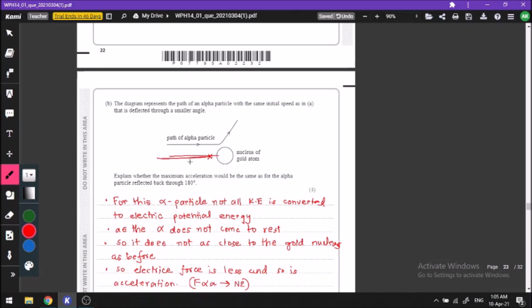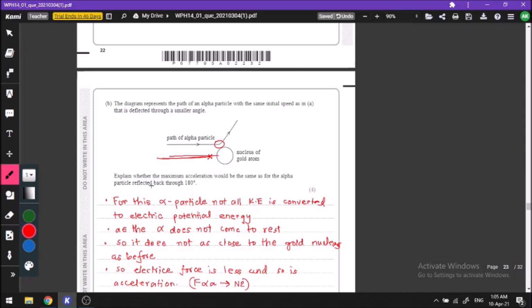So okay, but this time the alpha particle was actually fired like this. It never really came to rest. It just came here, slowed down for a bit, and then it flew in a different direction. So they're asking us whether the maximum acceleration here will be the same as the maximum acceleration beforehand. So let us find out.